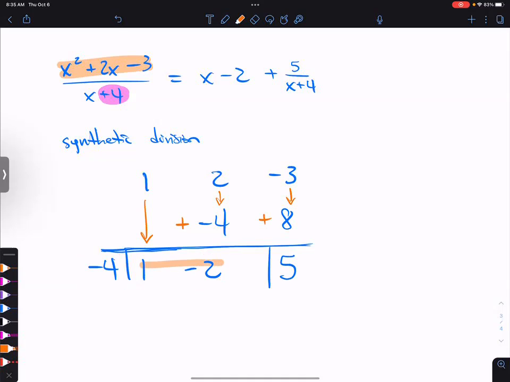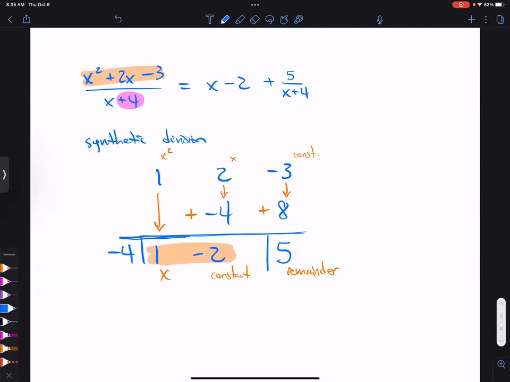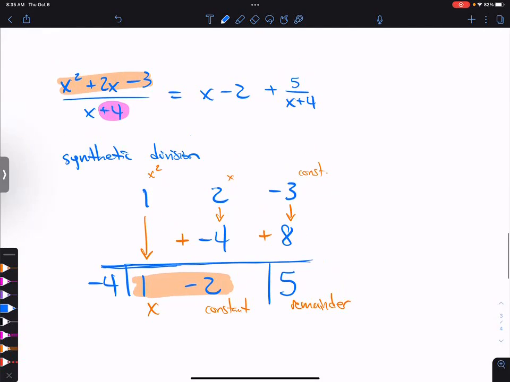So this is your coefficients, right? This was like the x squared term and the x term and the constant term. You're reducing the thing. So this is x and then the constant term. And then this is the remainder. Which is how you get to this 1x minus 2 plus remainder 5.